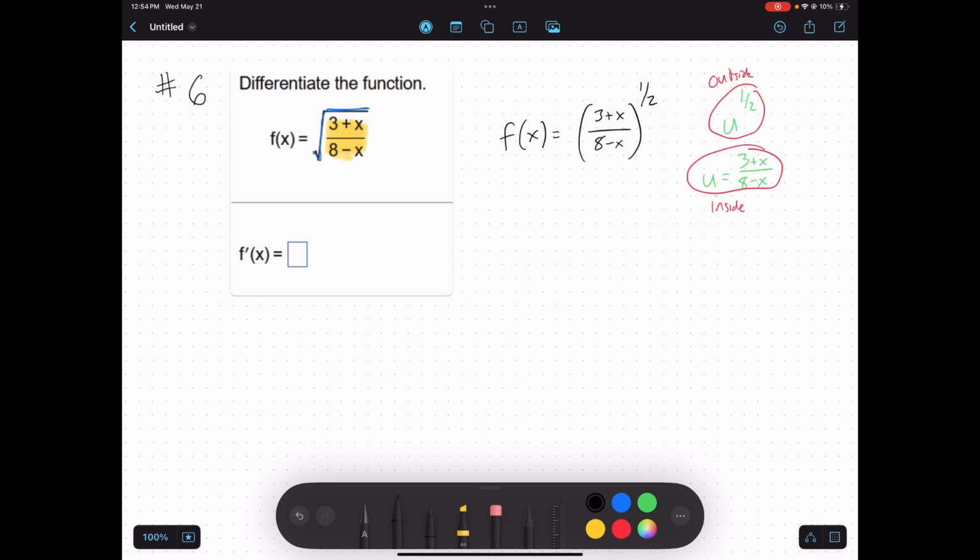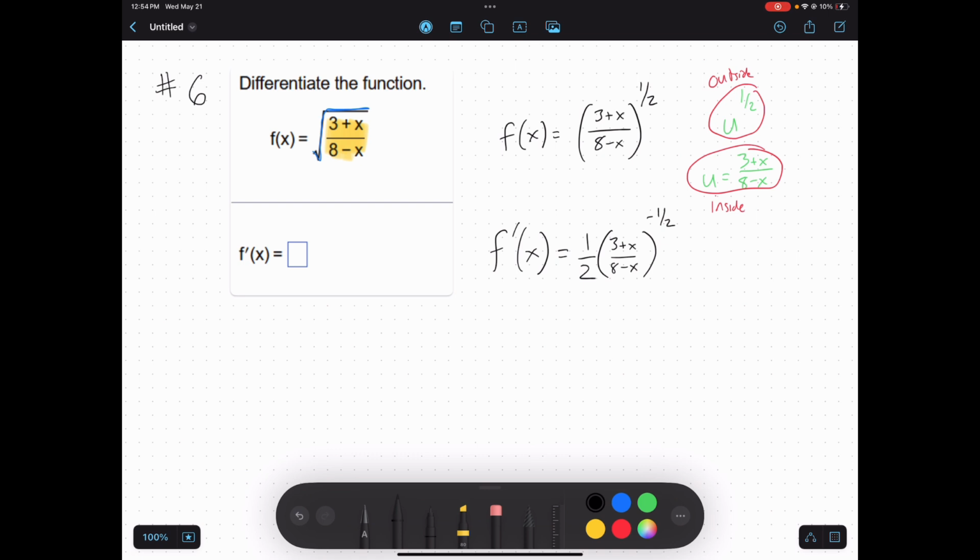So what does chain rule tell me to do? Well, chain rule tells me to take the derivative of the outside function. So that's just this u to the 1/2. That just requires power rule. And I get 1/2 times, keep that inside function the same. And then using the power rule, I subtract 1 from the exponent. So I get 1/2 times my inside function raised to the negative 1/2 power.